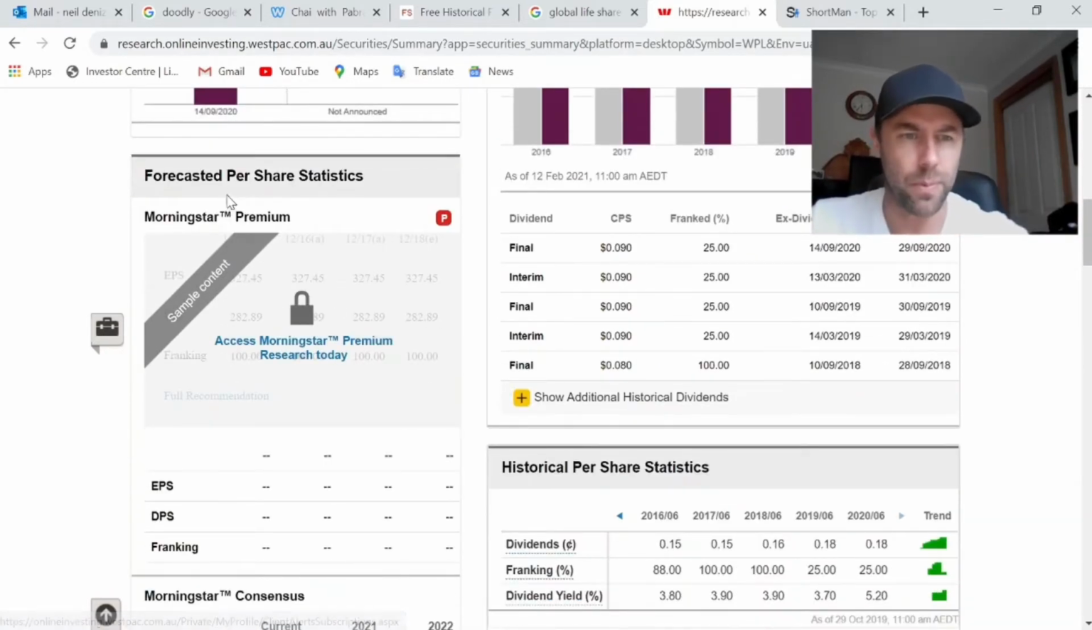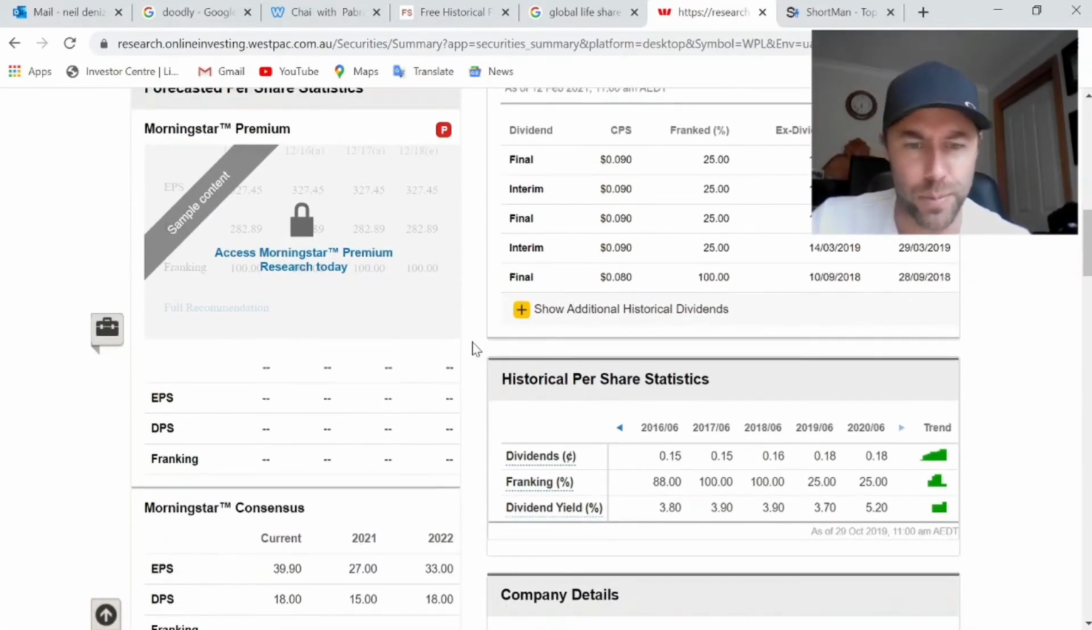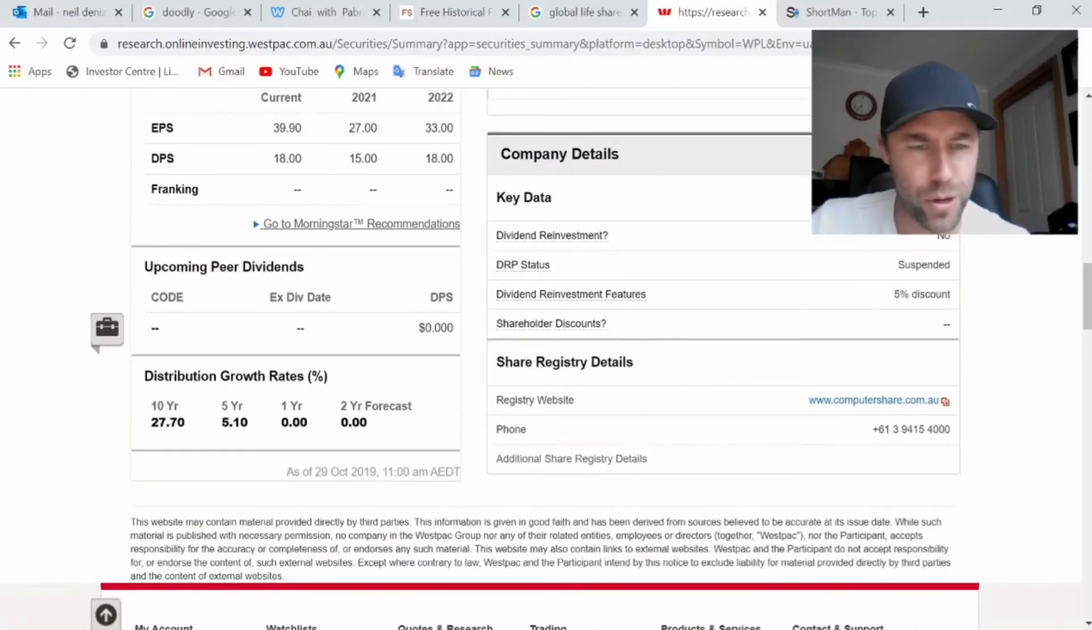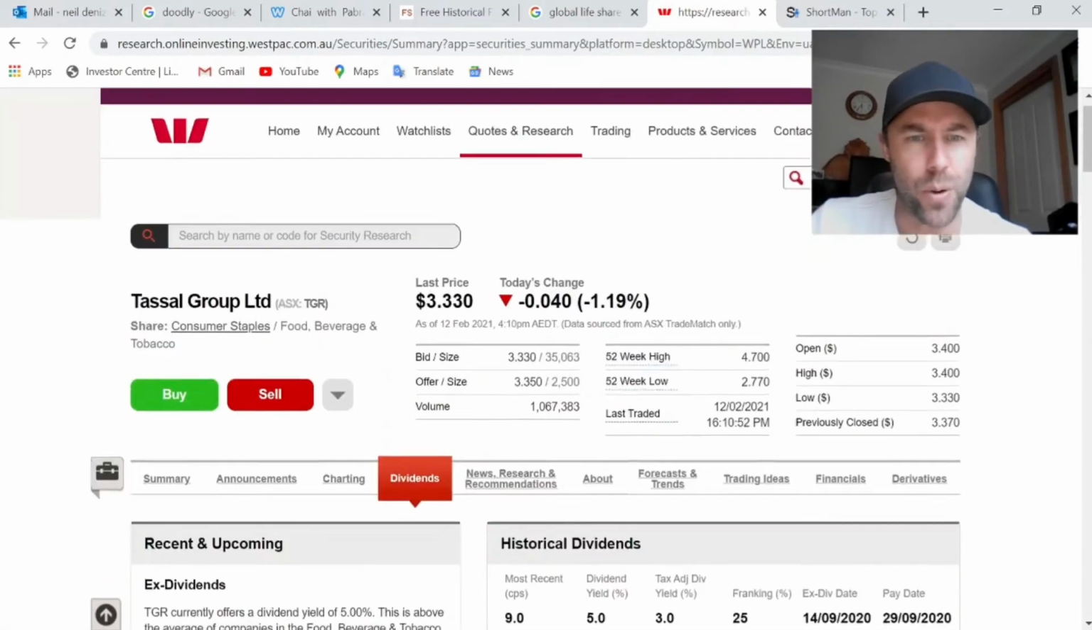They do have the premium version, which I don't have, but if you are a premium Morningstar subscriber, drop in the comments below, is it worth what the fees are? I get a ton of value just from the free stuff I can obtain here, but I'll be curious to know if you get some value from that.